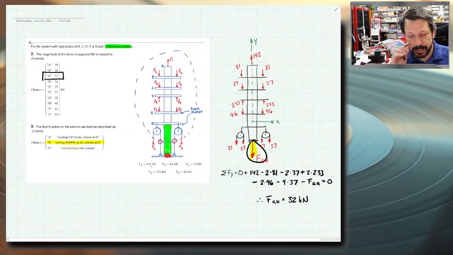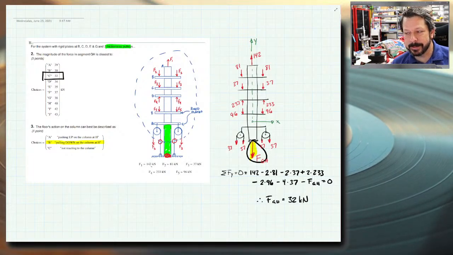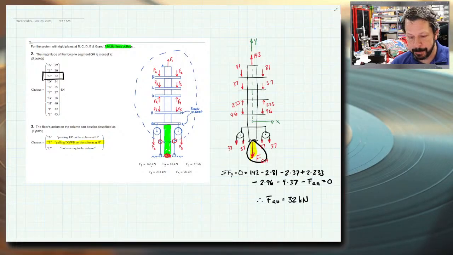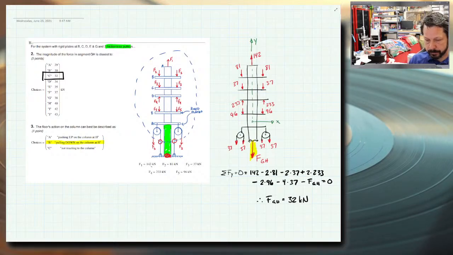Like if I had drawn FGH and it was upwards, showing a compressive internal force, then a positive number would be compression. That's one of the reasons that I pretty consistently draw internal forces in tension to begin with if I don't know any better. That way the positive answer does mean tension and the negative answer means compression. But you do whatever makes the most sense to you.